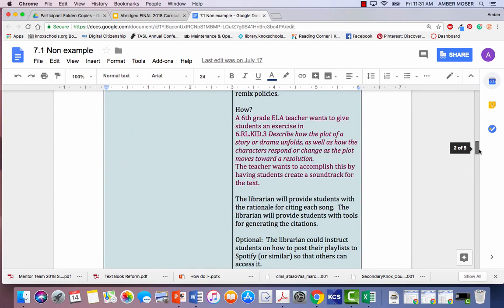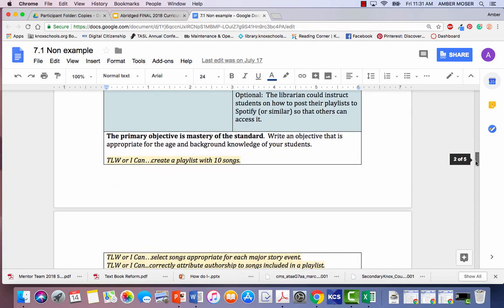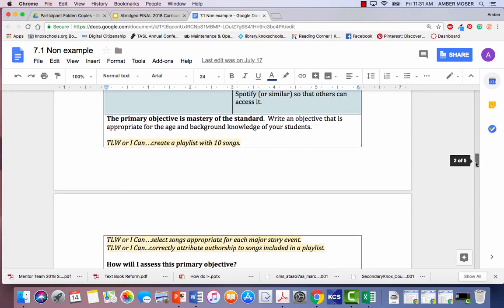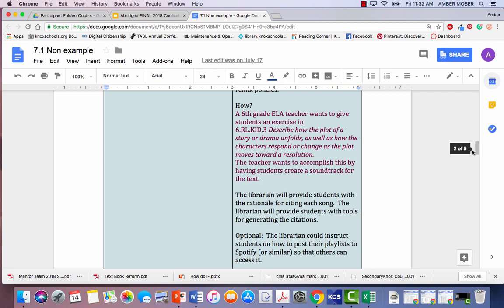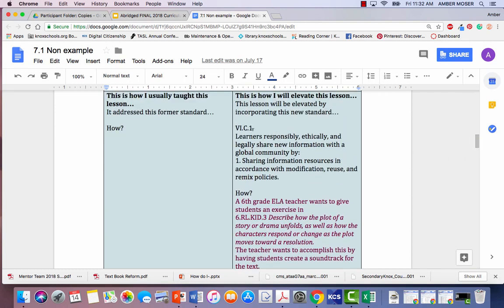So back to this soundtrack lesson. Let's take a look at 3 objectives that I've generated, and we're going to figure out which one is appropriate and which one is not appropriate. If my goal is for students to have experience here, and the reason I keep saying experience and not mastery is because we're not going to get mastery with one exposure. This is something that we're going to build and build and build.